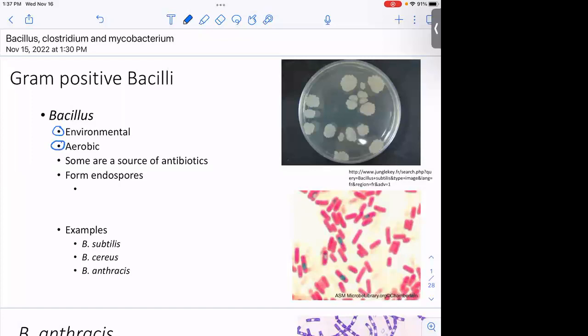They are aerobes. So they're catalase positive. And that's an easy way to tell the difference between bacillus and Clostridium, because the Clostridium are catalase negative. All right, so we don't use that catalase test just for staph and strep. We use it for other organisms as well. Some are even a source of antibiotics. So they secrete antibiotics.